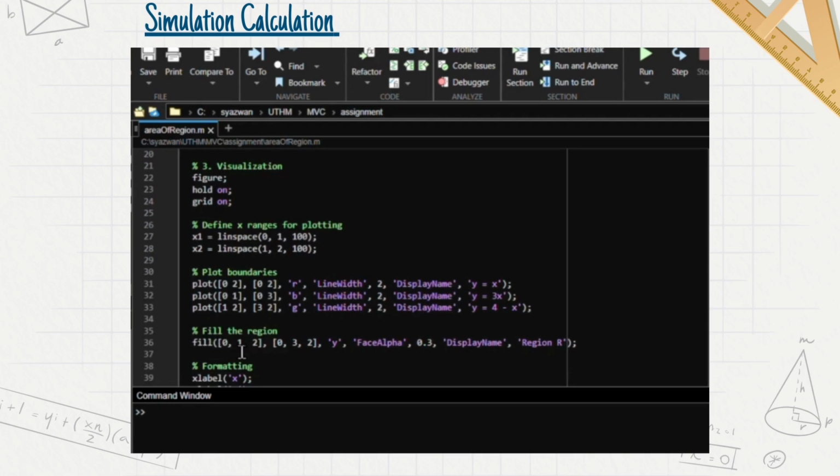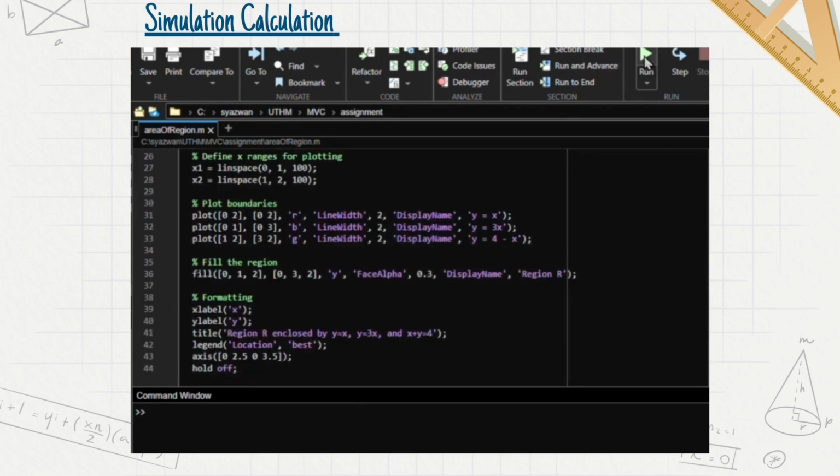This is the most helpful visual tool. It takes the vertices we calculated. We plot 0, 0, 1, 3, and 2, 2, and color in the area between them, so you can see exactly what region was integrated. The face alpha command sets the transparency of the shading. This allows you to see the grid lines through the colored area.